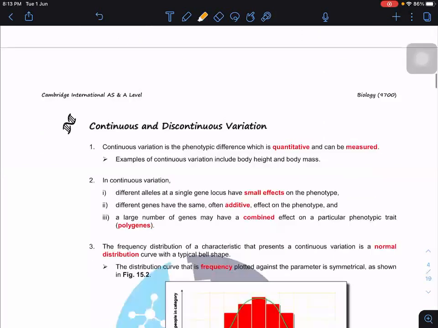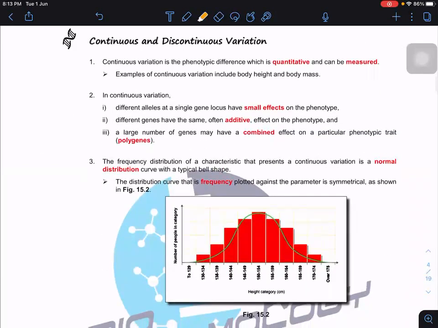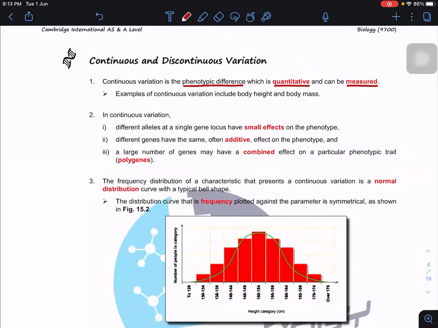So what's the definition of continuous variation? When we talk about continuous variation, basically we are looking at what? When we talk variation, it means different. We are looking at phenotypic difference which can be quantitative or can be measured. For example, we talk about body height and body mass. So why do we use these two? Okay, we look at body height.